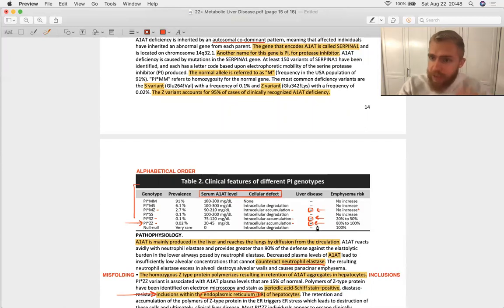Okay, so that narrows it down. You get 5 genotypes as an answer choice. Patient's got liver disease. It can only be 3 of them. So what's your next step?